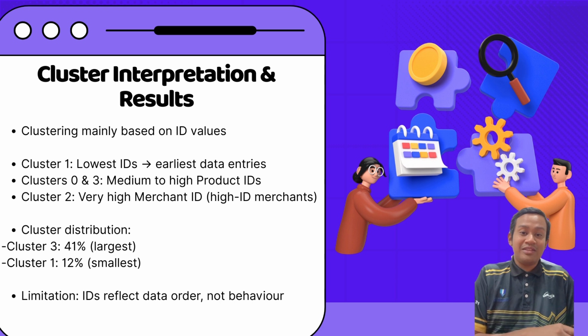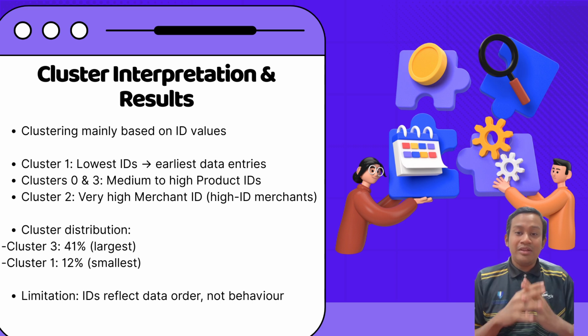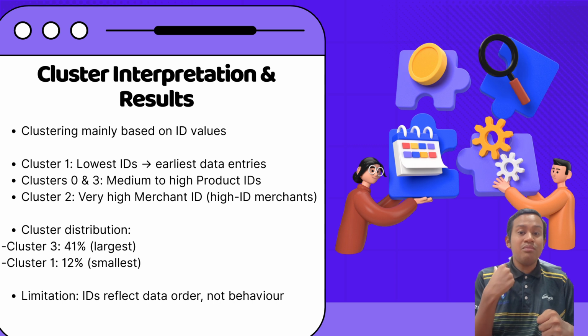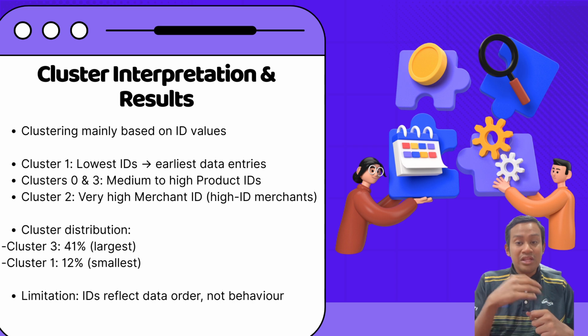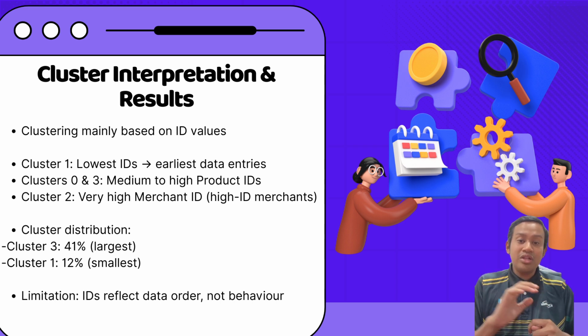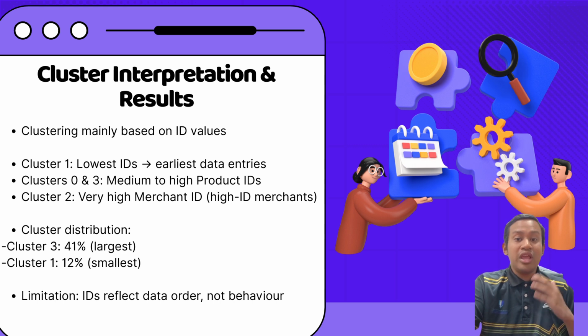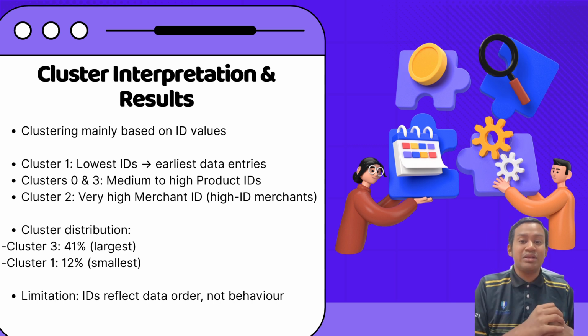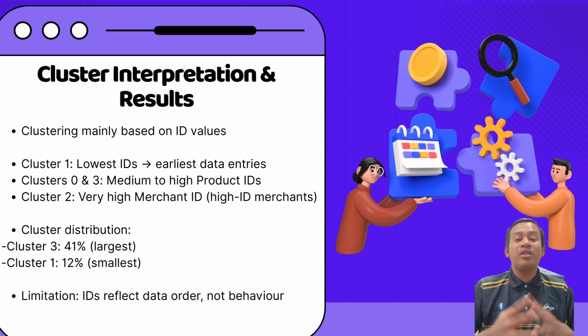Next, I analyzed the cluster centers to understand the characteristics of each group. These results show that the clustering is mainly driven by ID values, such as product ID and merchant ID. Cluster 1 has the lowest ID values and likely represents the earliest entries in the dataset. Clusters 0 and 3 contain medium to higher product IDs, which suggests middle to newer data entries. Cluster 2 stands out because it has a very high average merchant ID, indicating a specific group of high-ID merchants. In terms of distribution, Cluster 3 is the largest with 41%, while Cluster 1 is the smallest with 12%, showing a fairly balanced result.